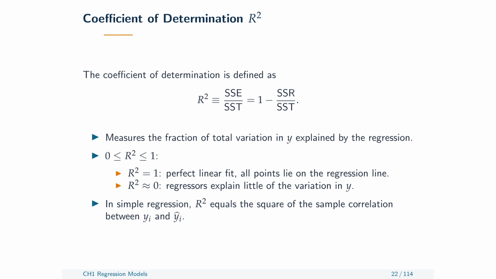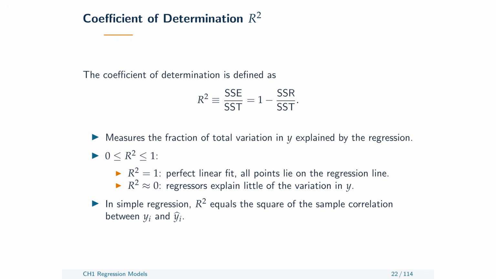R squared is the explained sum of squares divided by the total sum of squares. Equivalently, it is 1 minus the residual sum divided by the total sum. It measures the fraction of sample variation in y represented by the fitted values. A value near 1 signals a close in-sample fit, while a value near 0 signals little explained variation.